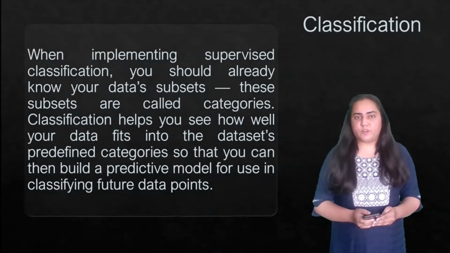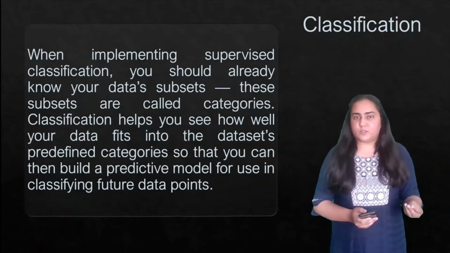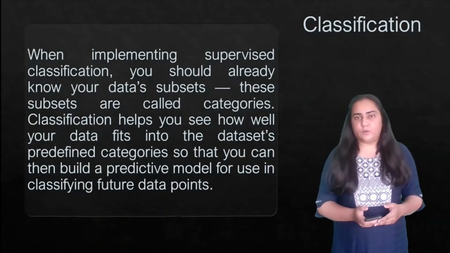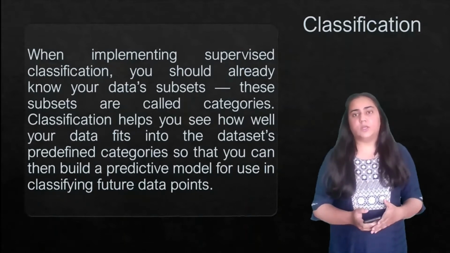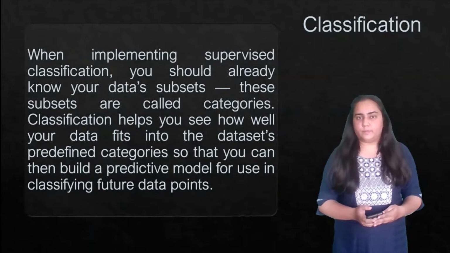When implementing supervised classification, you should already know your data's subsets. These subsets are called categories. So if you are trying to predict whether a particular message is positive or negative, then you should already know beforehand that each message in your dataset is positive or negative. Then you feed this information to the algorithm to learn. And when you provide any message that you don't know whether it is positive or negative, because maybe it's a long message, then your algorithm will probably successfully classify it.